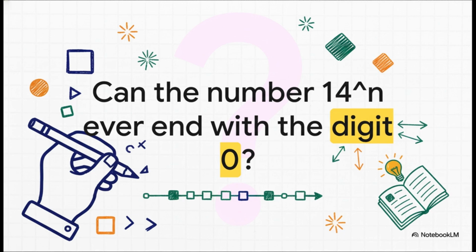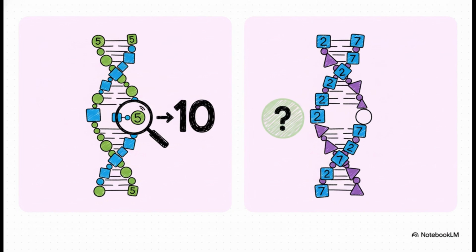Let's investigate. Let's just lay out the evidence side by side. For any number to end in 0, it has to be divisible by 10. And for that to happen, its prime factors, its fundamental DNA, have to include both a 2 and a 5. Those are the magic ingredients. But when we look at the DNA of our number, 14, what do we find? A 2 and a 7. That crucial ingredient, the prime factor 5, is just missing.